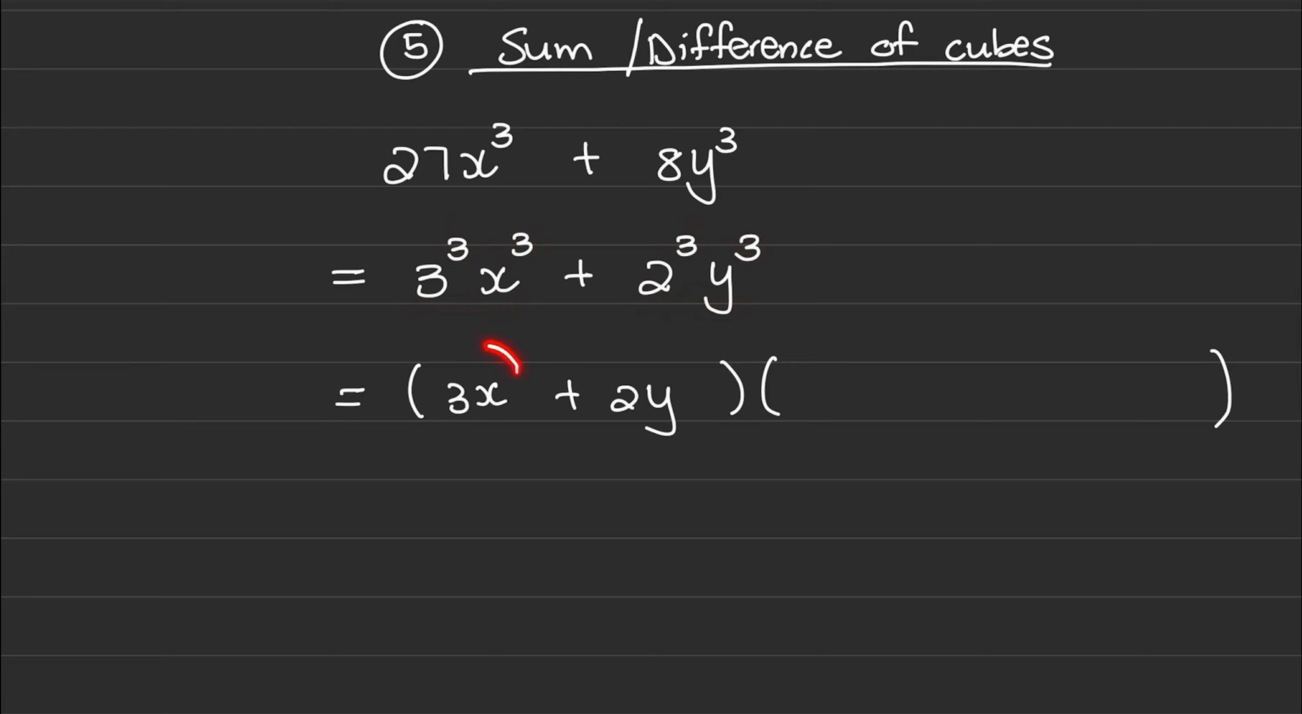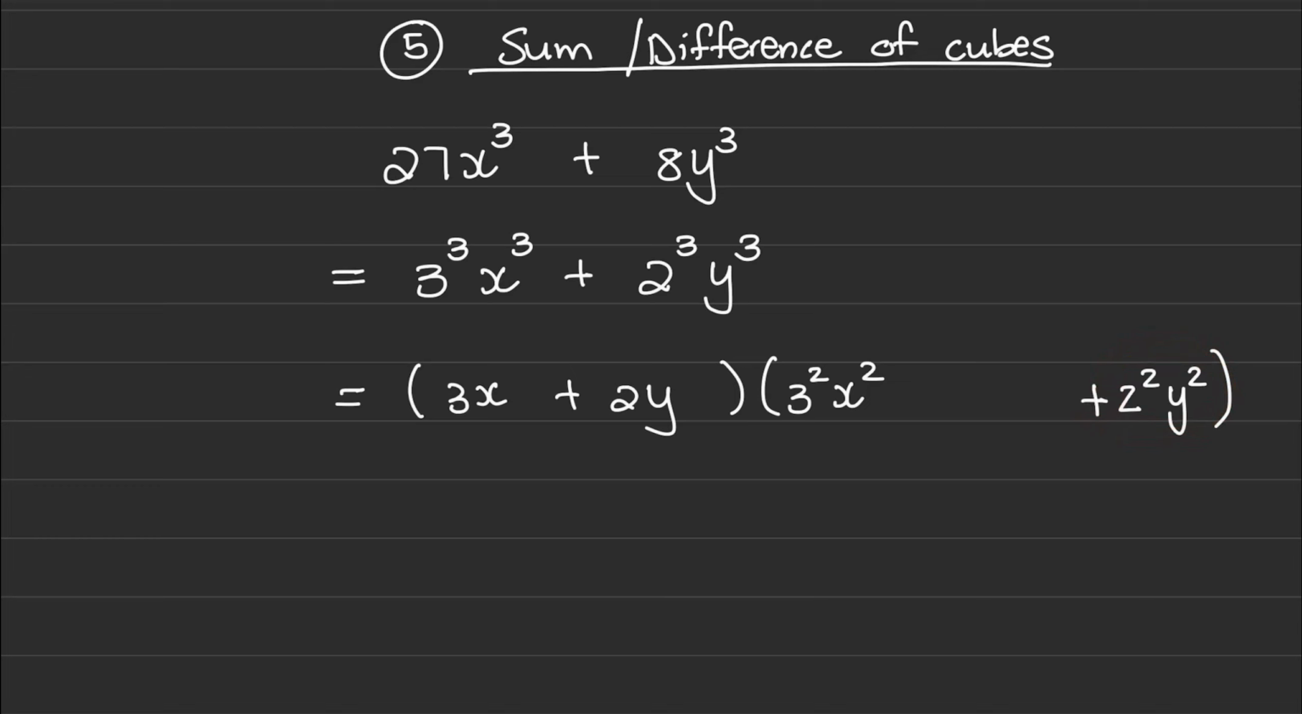But now that I have one set of 3x's in here, in my first term, I'm still left with 3 squared times x squared. And that goes in my second pair of brackets as 3 squared times x squared. I'm also left with 2 squared times y squared. And in my second pair of brackets, I have 2 squared times y squared. Notice that this last term will always be positive.